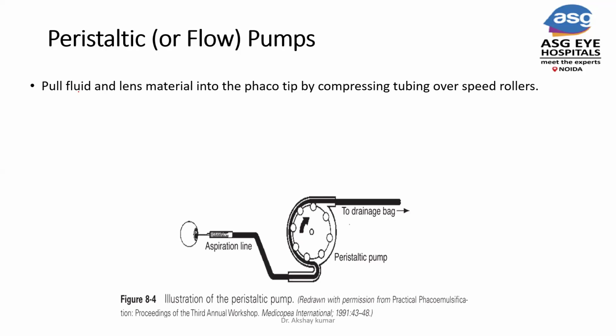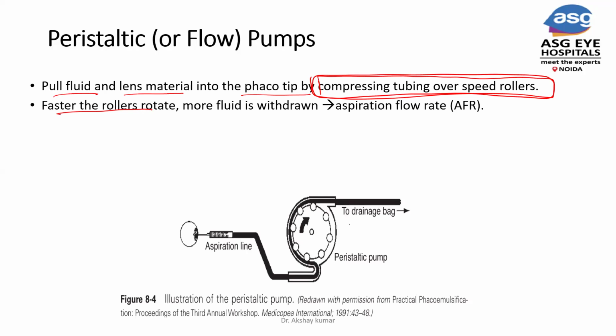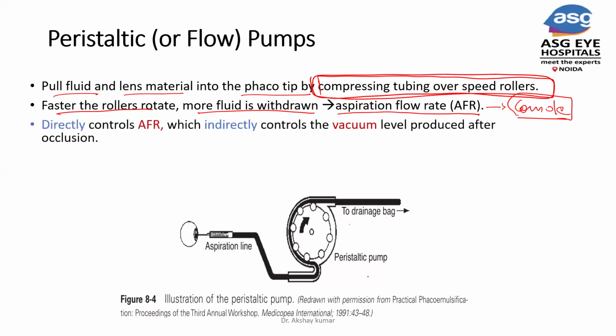In a peristaltic pump, it pulls the fluid and lens material into the phaco tip by compressing tubing over the rollers with peristaltic movements. The faster the rollers rotate, the more fluid is withdrawn and the higher the aspiration flow rate. You can control this with the help of your console. During phaco, whenever we ask our assistant to increase the aspiration flow rate, sometimes we say 25, 30, 35. This is the aspiration flow rate.